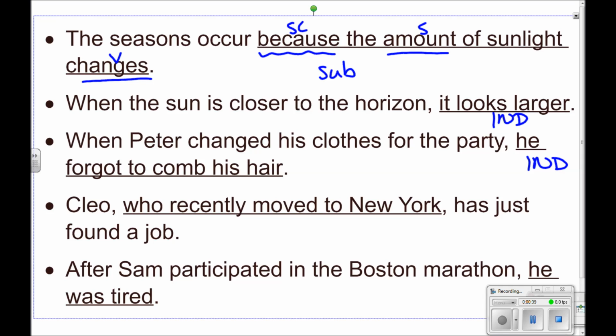Number 4, who recently moved to New York. That's not a complete sentence. Who is my subordinate conjunction, but it's also a relative pronoun, so it is also the subject of the subordinate clause, and moved is the verb. So anytime you have a word like who, or that, or which, relative pronouns, those can be conjunctions and subjects creating the clause. Lastly, he was tired. That is an independent clause.